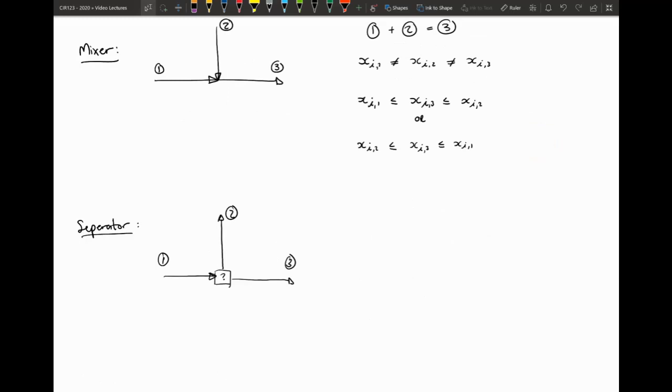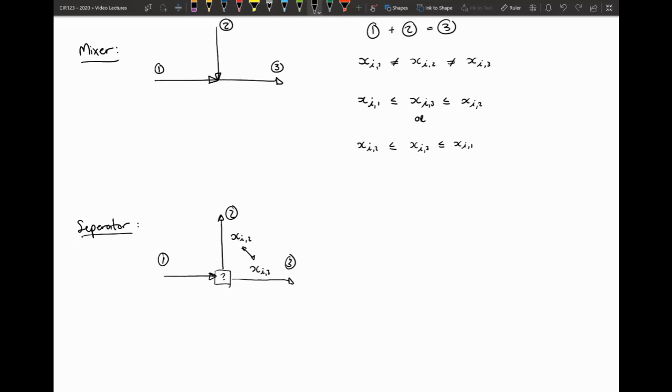When we talk about a separator, this is a thing that splits stream 1 into stream 2 and 3, the same way a splitter does. But it tells us about what is happening to component I in 2 and what is happening to that same component in 3, or any other component for that matter. So it tells us that there's some sort of split ratio between those components. So it's a split, but we are told that something is happening to change the composition of the split.